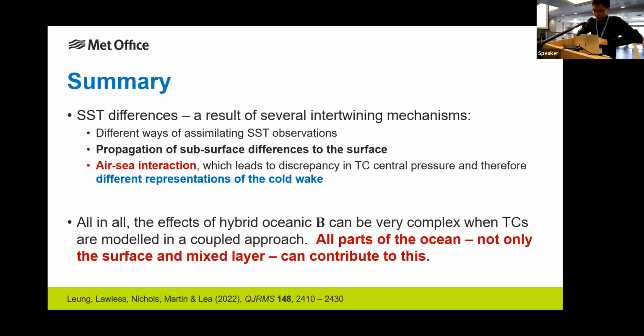We have also seen some SST differences, and this is a result of a few intertwining mechanisms. First of all, the different ways of assimilating the SST observations themselves, and also how the subsurface differences are brought to the surface, and also how the air and sea interact in the model, which could lead to the discrepancy in the tropical cyclone's central pressure and therefore the different representations of the cold wake. So all in all, the effects of hybrid B in the ocean can be very complex. This is the main message to take home when tropical cyclones are modeled in a coupled approach. And all parts of the ocean, not just the surface or the mixed layer, can contribute to this.